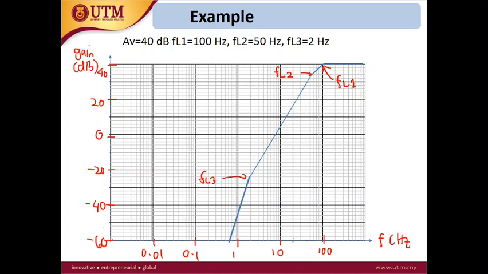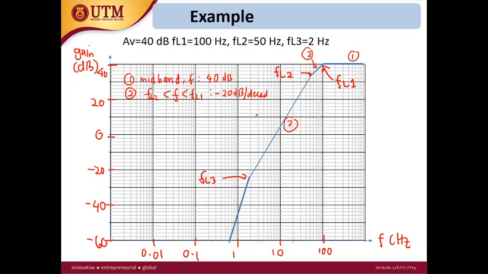Okay, see here, there is 1, 2, 3, 4. We have 4 regions. The first region is the mid-band, where the gain is fixed at 40 dB. And then the second region is the frequency between FL1 and FL2. So here the roll off is minus 20 dB per decade. This is our second region.